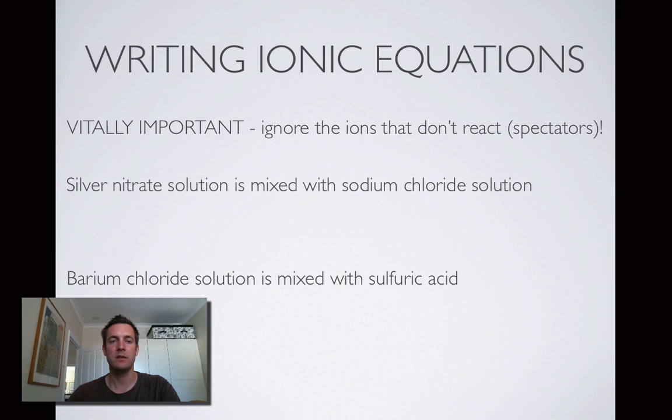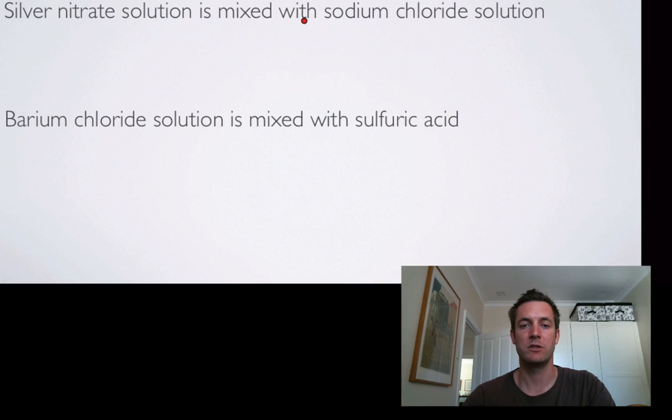Okay. Let's see if we can write an ionic equation for a precipitation reaction happening. It's vitally important that when you write your equation, you don't write any ions that haven't reacted. We call them spectator ions, okay? And when you're doing your tests and your exams, they shouldn't appear in your equations. They can appear crossed out, but they shouldn't be left in there, okay? So let's have a look. Silver nitrate solution is mixed with sodium chloride. We've just seen that, okay?